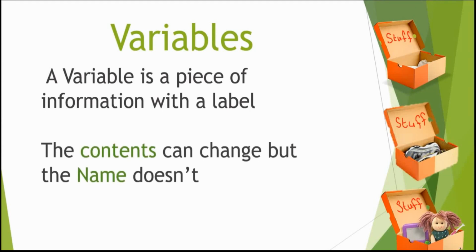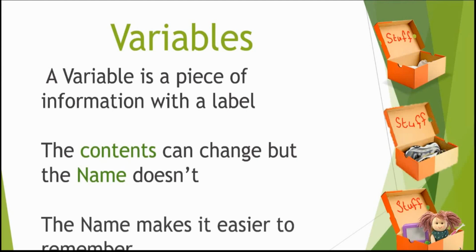So that's to say that the contents of our box can change, but the name doesn't. And in a computer, that means that we can say, where is stuff? Or what is in stuff? And the computer can tell us that there's either shoes in there or that there's toys in there. But the point of it is that it makes it so much easier to work with variables when you're able to remember the name of the variable.